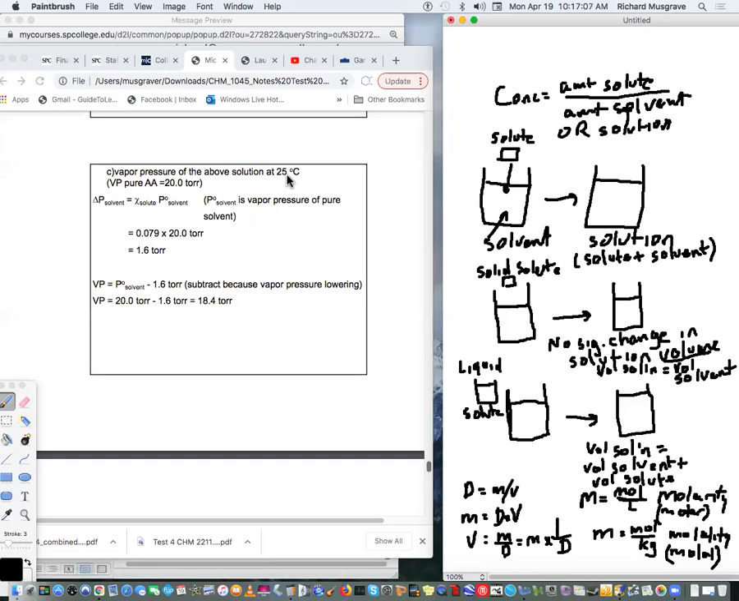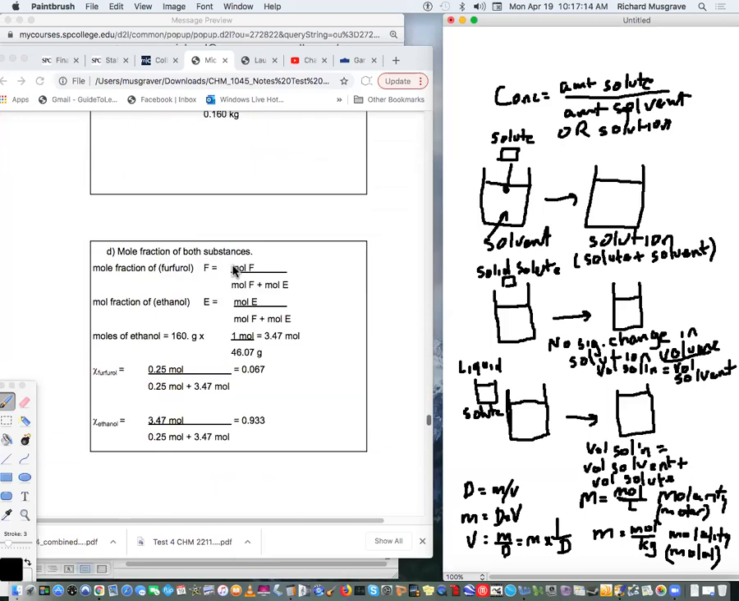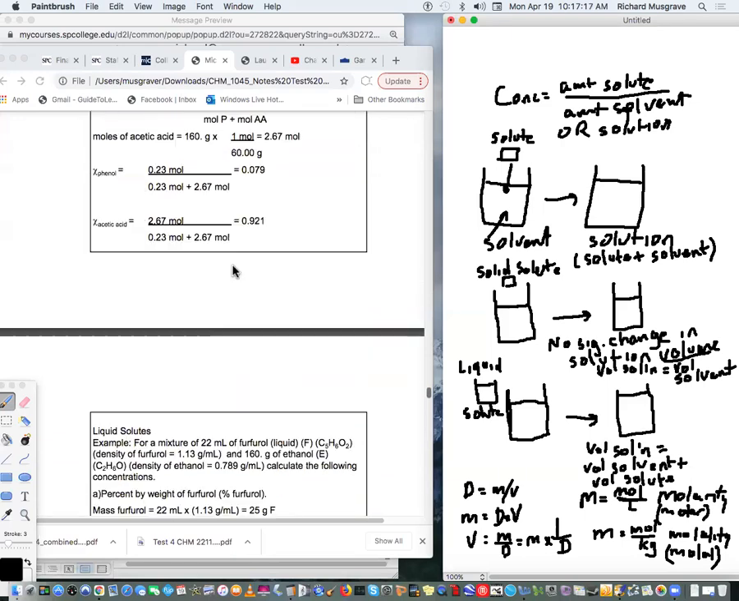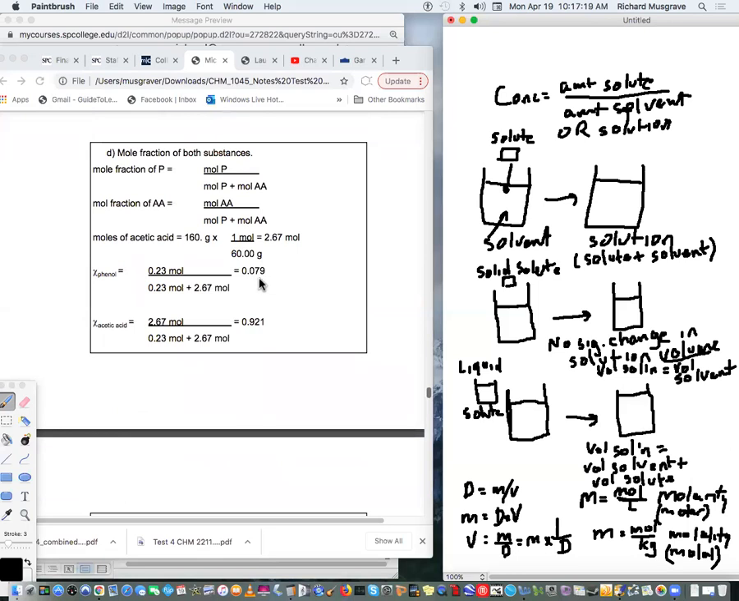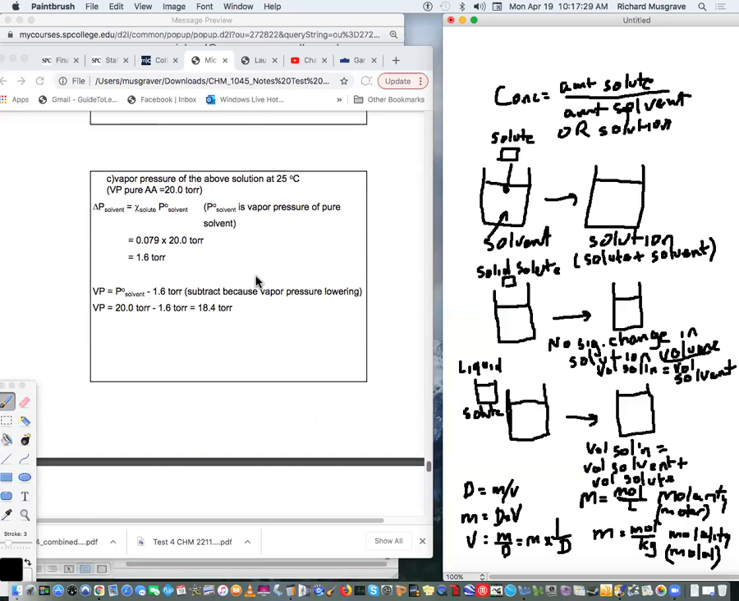So delta P solvent is the mole fraction of the solute, which is 0.079. We get that from up here. Here's the mole fraction we calculated, which was moles of phenol over moles of phenol plus the moles of acetic acid. It came out to be 0.079. So it's going to be 0.079, which doesn't have a unit, by the way, times 20.0 torr. So the 1.6 torr represents the change in vapor pressure that is represented by this mole fraction of solute.